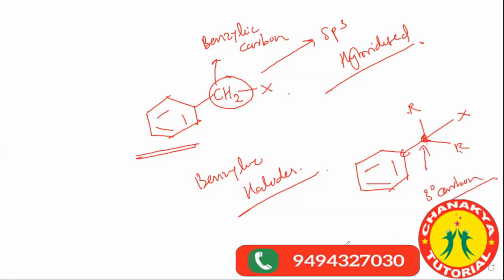So this alkyl halide would be what? Tertiary benzyl halide, we can say. Tertiary benzyl halide, right? Because this carbon is a tertiary carbon. Clear? Yes or no? Yes, ma'am. Fine.